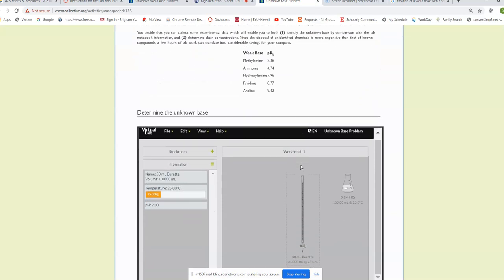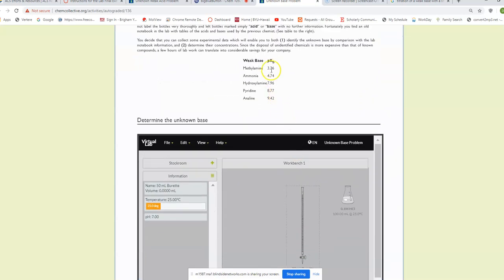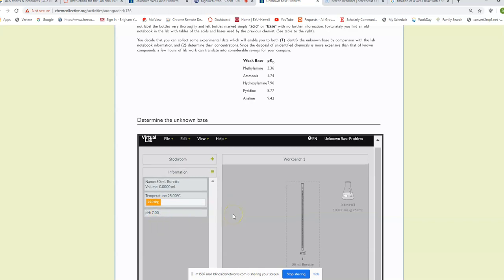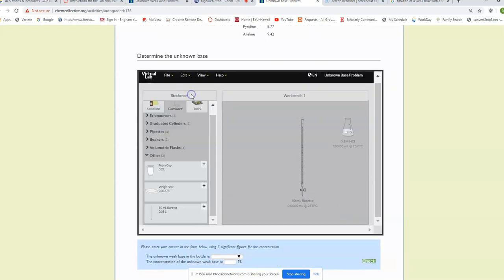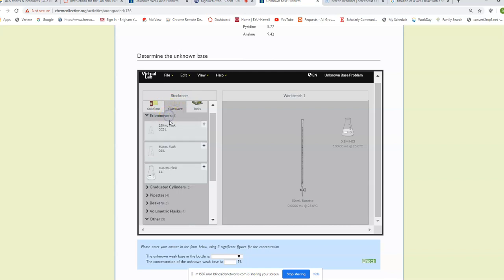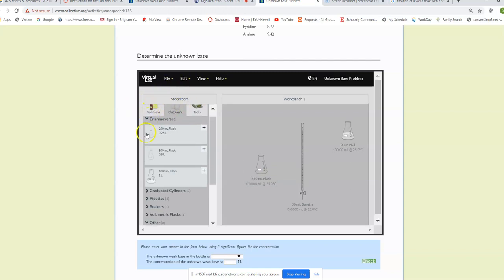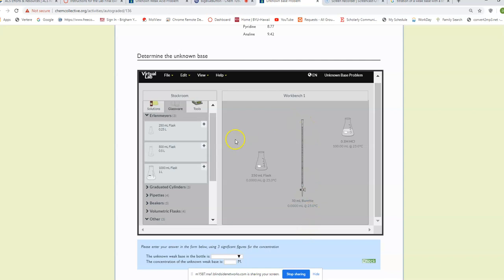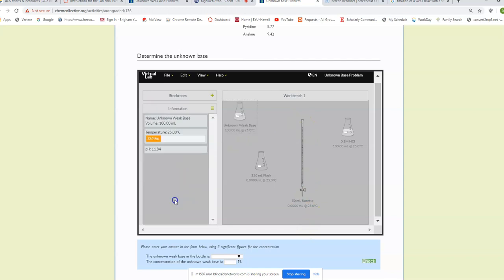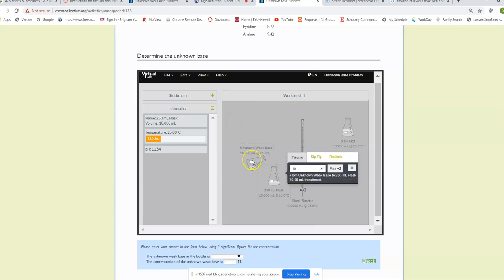For this one here, our pKbs are 3.36, 4.74, 7.96, and so forth. And then they provide us the pH of a solution. So for example, if I get an Erlenmeyer flask out, this is the unknown base, right? Just put in here maybe 10 mLs of my weak base. And in my burette, how much do I have? 50 mLs.